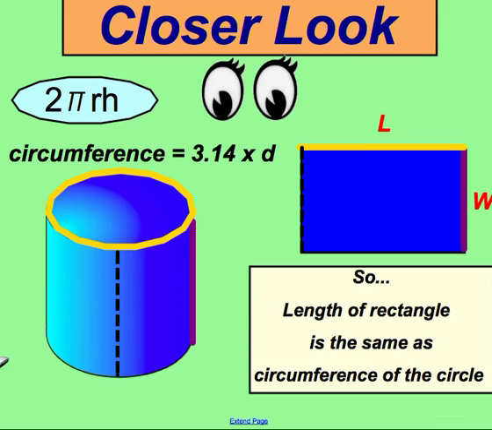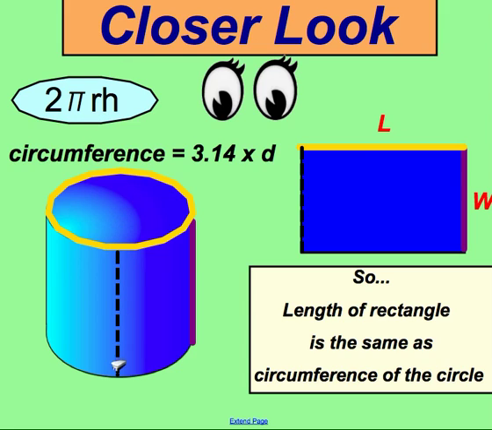Now, a closer look at this 2 pi r h, just so it makes a little bit more sense. We already learned in our 2D geometry unit that the circumference of a circle is pi times the diameter. The circumference of a circle is the distance around it. Now look, some of you already recognized in the 2 pi r h part of the formula, 2 pi r is the same thing as pi times the diameter, because the diameter is 2 times the radius.